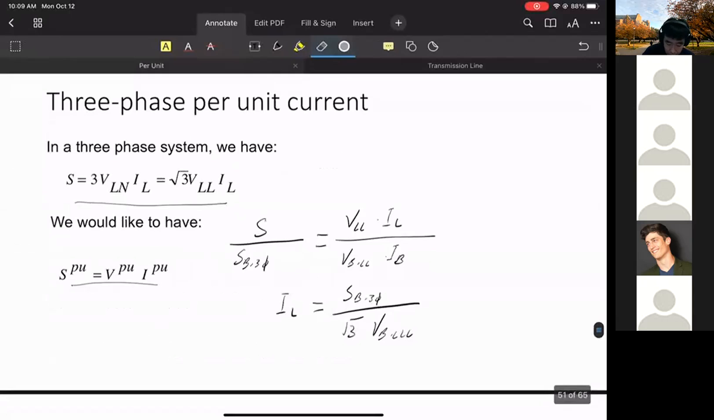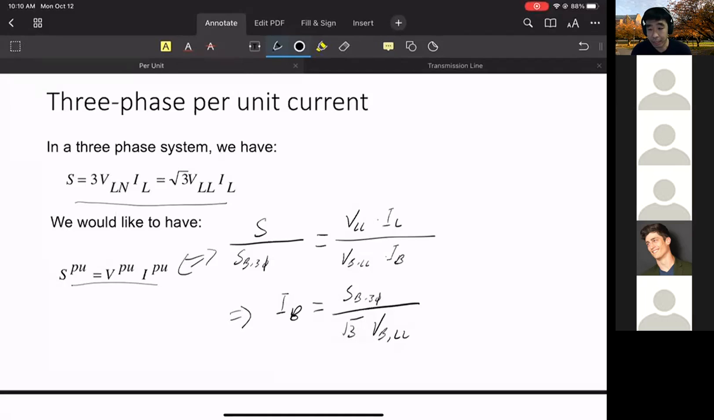Okay, so we want to make the current choice this way. So the equation now makes sense. When you substitute this back in, this should imply each other, which gives us our current base unit. So it's the total power for the three-phase system divided by √3 times the line-to-line voltage. So this is what we want of the current base units.